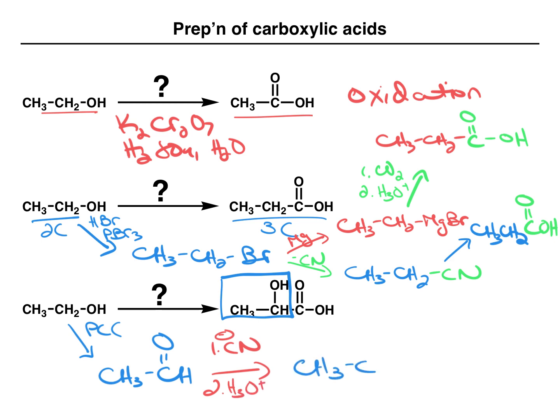Next, we can treat this with cyanide, followed by dilute acid, which will give us the cyanohydrin, and then stronger acid to carry out the hydrolysis, will give us the alpha hydroxy acid. There are several different ways to make carboxylic acids. Here we've considered just a few of them.